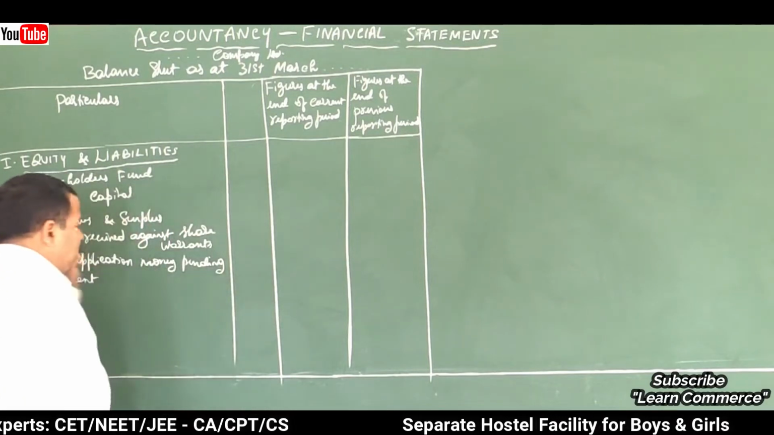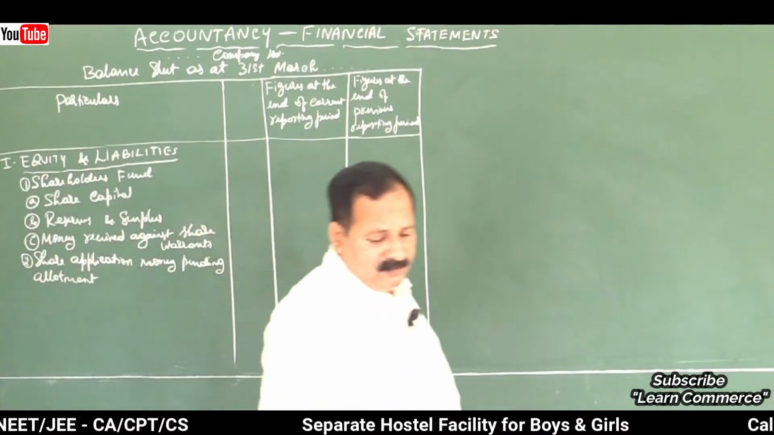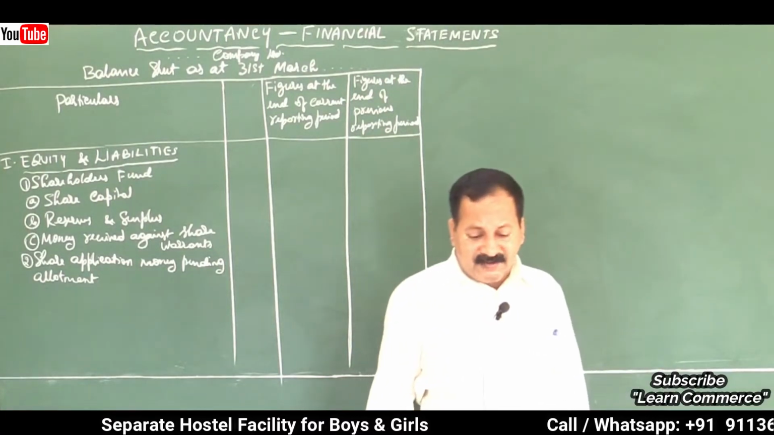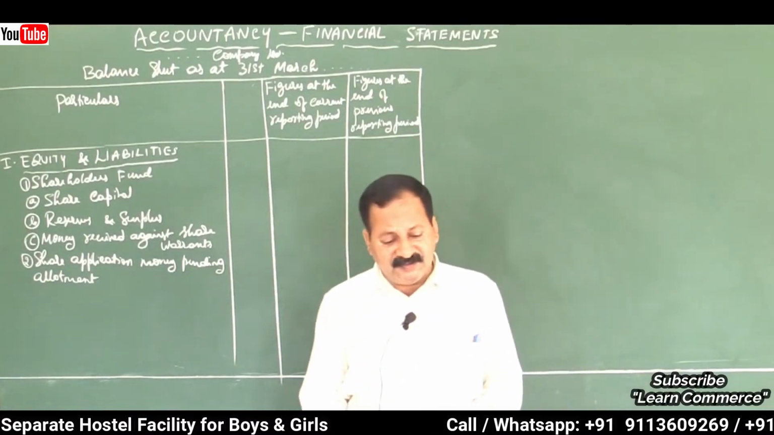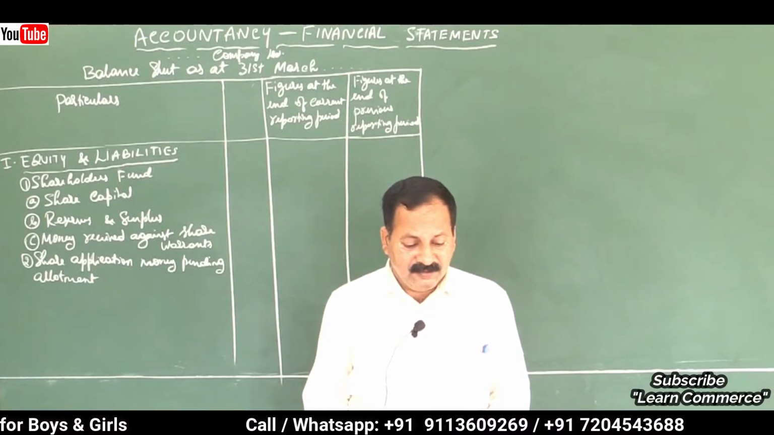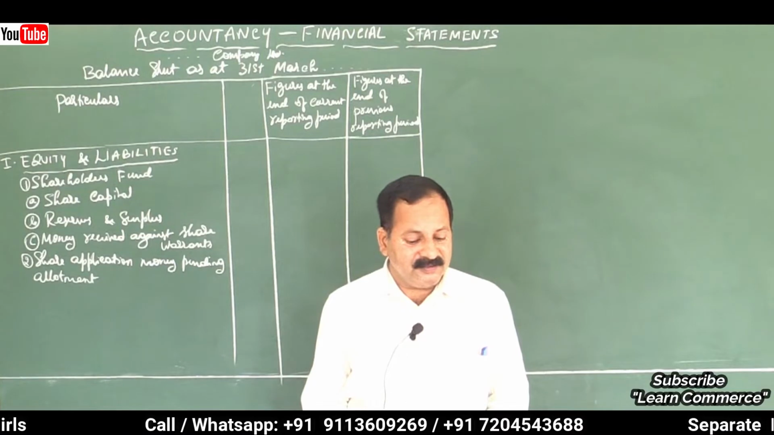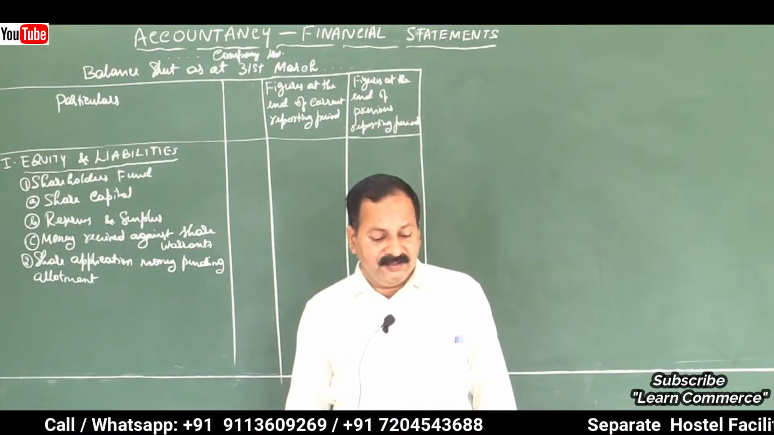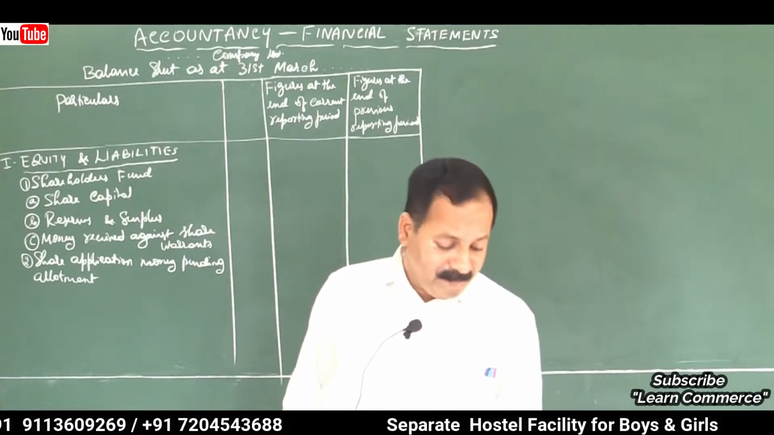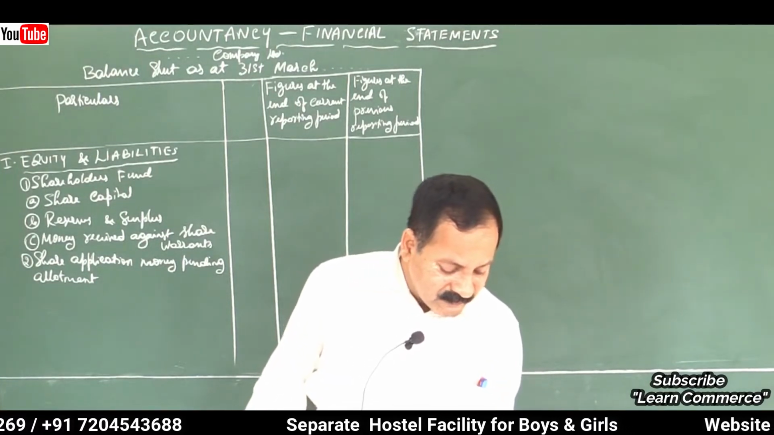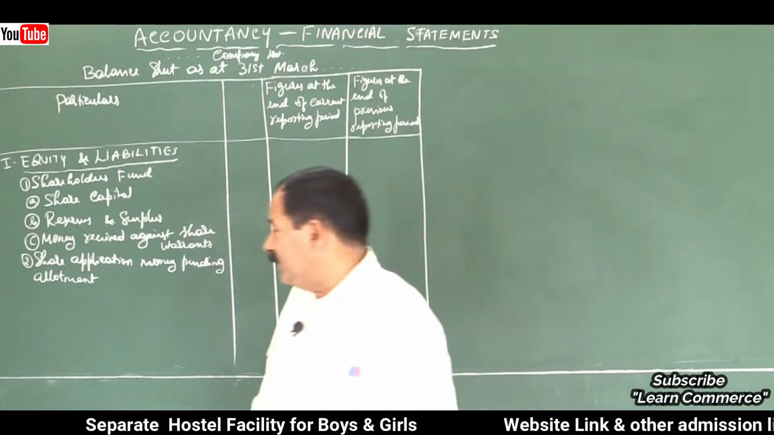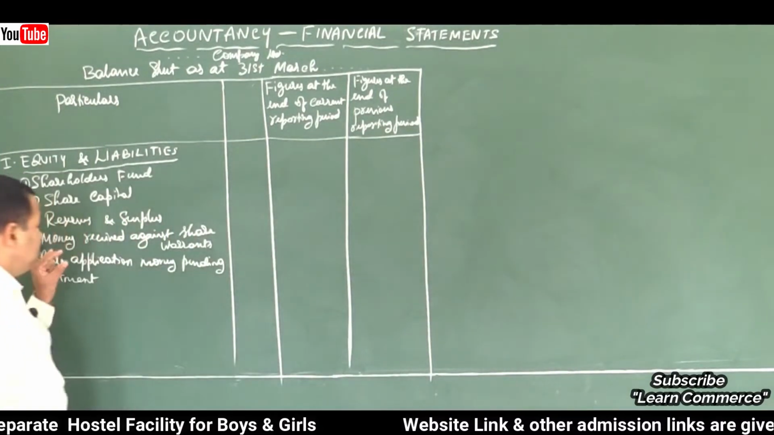Then reserves and surplus. Reserves and surplus includes different types of reserves like capital reserve, securities premium reserve, capital redemption reserve, or debenture redemption reserve, revaluation reserve, or other reserves. And then surplus, that is the balance in the statement of profit and loss, which is a profit, isn't it? All these come under reserves and surplus.